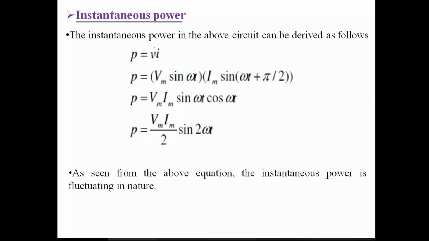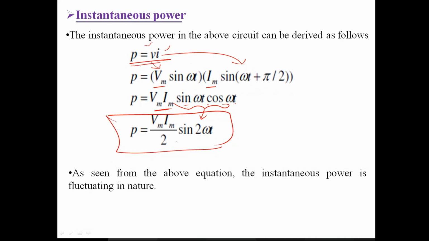Then coming to the instantaneous power. The instantaneous power in the above circuit can be represented, once again, as P is equal to V into I, the instantaneous values of voltage multiplied by current, where voltage is given by Vm sin omega t and current is given by Im sin(omega t plus pi by 2). In this, these two are constants, so we take them aside, leaving sin omega t into cos omega t, which I will write as sin 2 omega t by 2. We wrote that. Therefore, the instantaneous power we got is P is equal to Vm Im by 2 sin 2 omega t. So the instantaneous power is also fluctuating in nature, with a frequency double the frequency of the voltage and current, and this is a positive power you have, right?